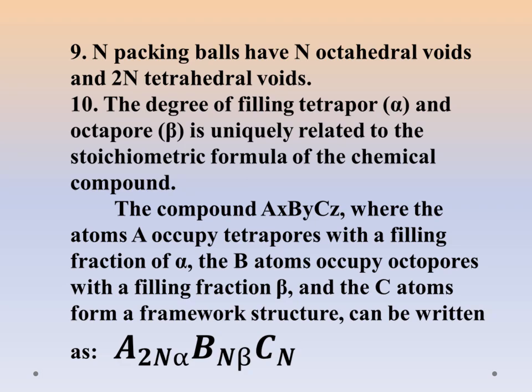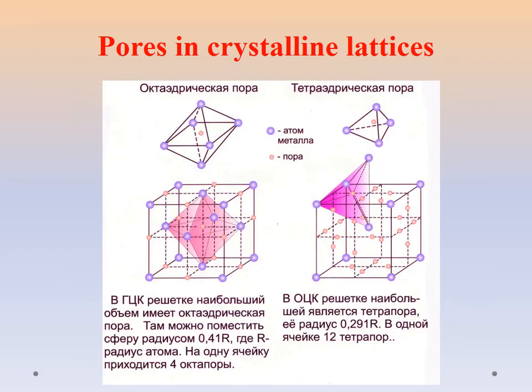In conclusion, look please at the position of voids in the crystalline structure, octahedral voids here and tetrahedral voids here. You can see that tetrahedral voids are of course smaller than octahedral voids.